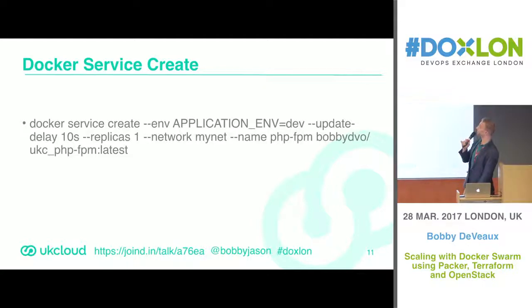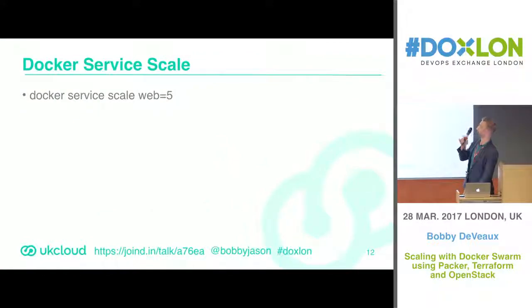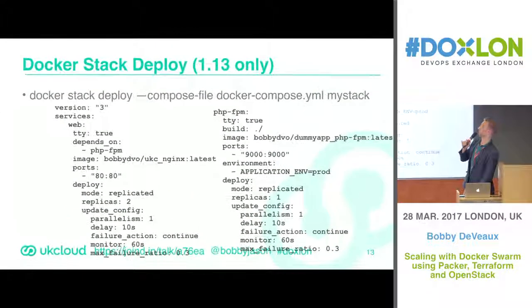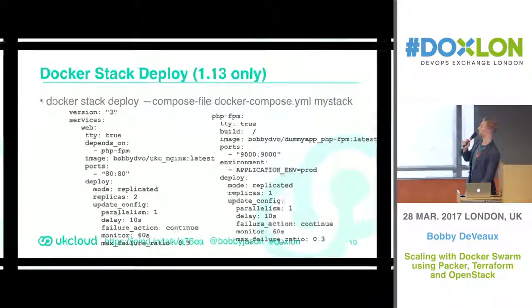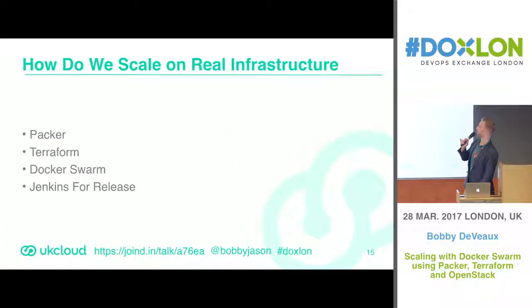So this is the old way that you could do it. You could do Docker service create. This is before Docker 1.13, where you could build it into the Docker compose file. I've kind of skipped through that. That's the Docker service scale that you can do. This is the Docker compose file I've already shown you. So I won't get you to ask any questions just yet. I'm gonna get through a bit more.